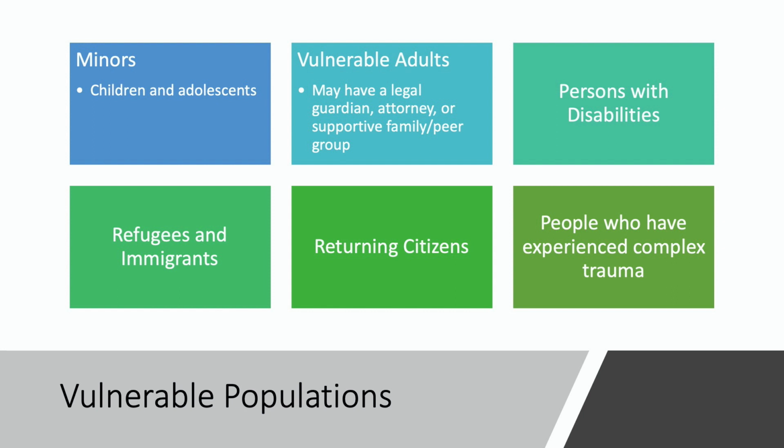immigrants, returning citizens, sisters and brothers returning to communities after serving time in prison, and people who have experienced complex trauma. During previous Safe Sanctuaries trainings, participants have also identified persons who are home insecure and living in poverty, and persons with mental illness as additional vulnerable populations. As you consider the context and culture of your own congregation and community, who are the vulnerable among you?